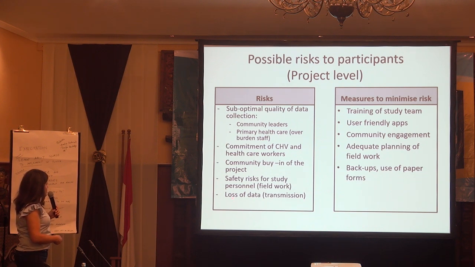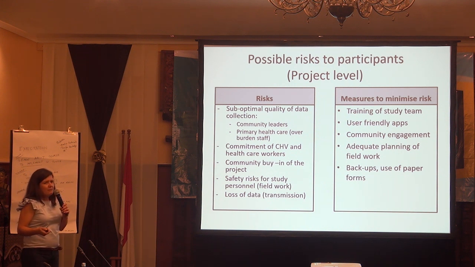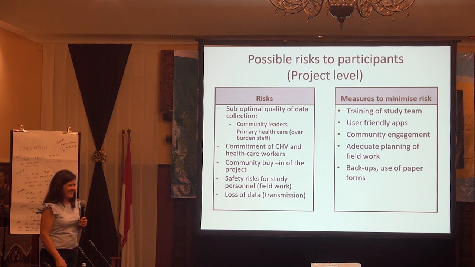And finally, another risk is the loss of data, especially because we are collecting data in apps and then sending it to a server or something. So it is possible to have some loss of data. So we need to be sure that we have a good plan regarding backups, and also the use of paper forms, because in some areas we have difficulty transmitting the information, and we don't want to lose the data, so we can use paperwork. And we don't have the second part of the homework, privacy and confidentiality and everything.